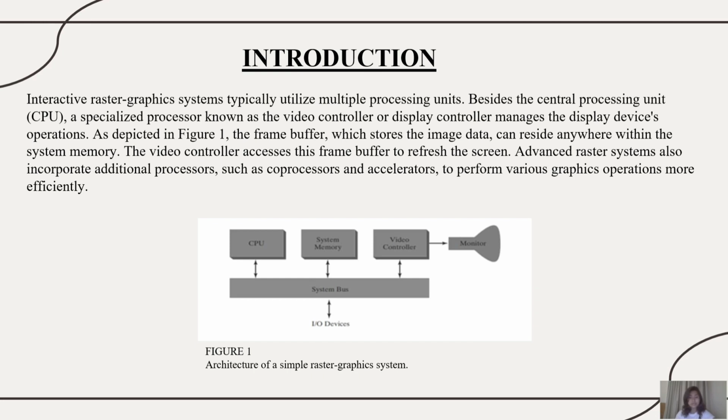Advanced raster systems also incorporate additional processors such as coprocessors and accelerators to perform various graphics operations more efficiently. In figure 1, we see the architecture of simple raster graphics systems.